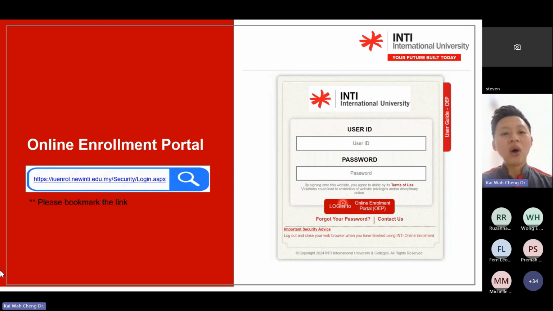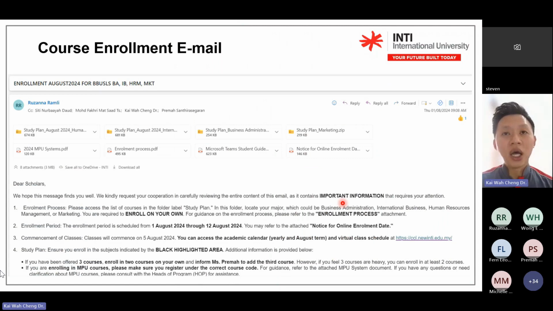Secondly, your online enrollment portal. As I mentioned just now, starting from your second modular term onwards, you have to complete the course enrollment procedure yourself. Whenever the season comes to do the course enrollment, you will receive the course enrollment email from the faculty office. This email is very important.